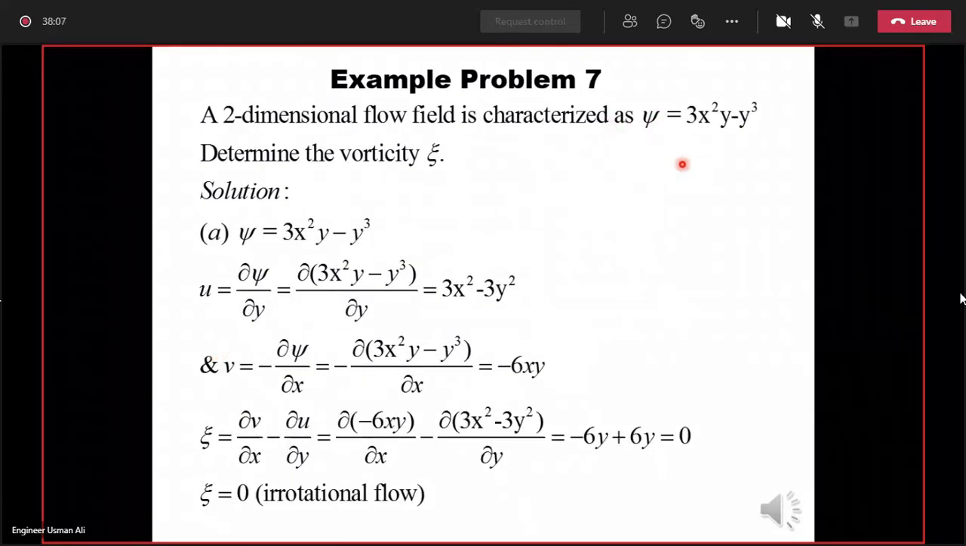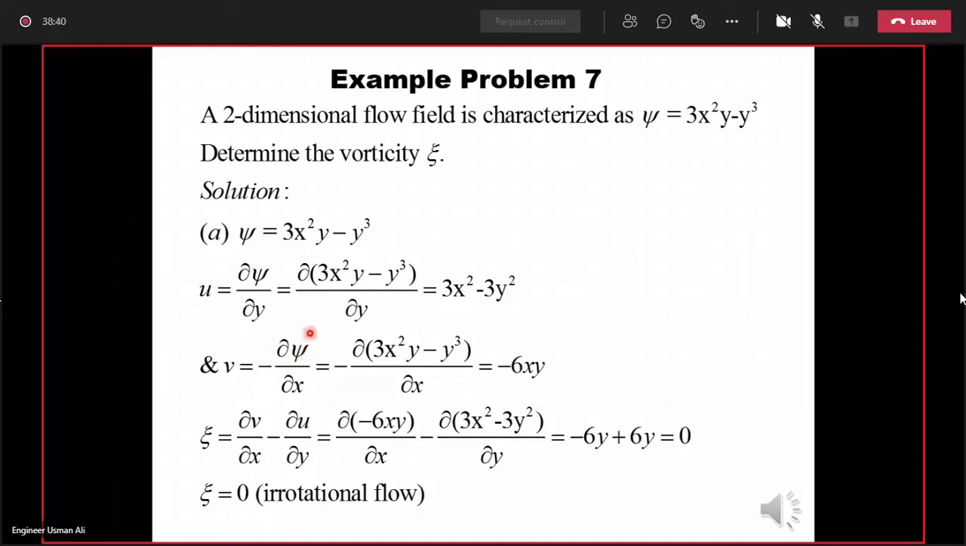Another flow field which is given to you is psi is 3x square y minus y cube. Again you have to find vorticity. Just like the previous case, find u, that is partial psi over partial y. Putting the value of psi, partial of 3x square y over partial y is 3x square, and partial of y cube over partial y, with the negative sign already there, gives minus 3y square. So this is the u value.